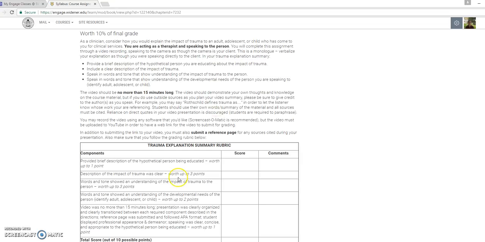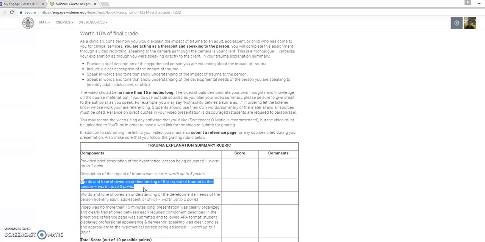So this is the grading rubric, and it's out of 10 points. First, a brief description of the person being educated, and you can even have the parent of a child. If you think that the child is too young to understand, you can include both parent and child and provide this explanation. The impact of the trauma is really important. Not only do you have to identify what happened, you have to identify what the results of this trauma were on your client.